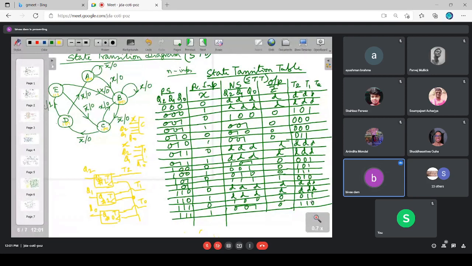Okay. Up to this point, any confusion? No, sir. Up to the state transition table, it should be okay. Beyond this, there's very little task left. I'll do that in the next class.